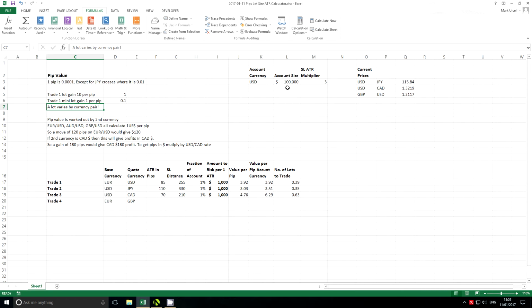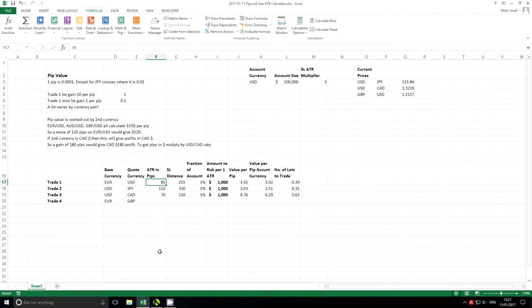Our account size is $100,000, and I'm going to set, for these example trades, a risk of 1% of that. We're going to get the value per pip, and then we're going to get the number of lots to trade. Very simple. All we need to do is enter the values.